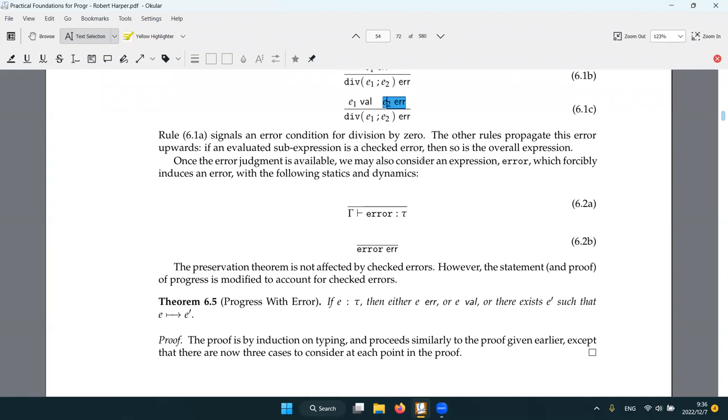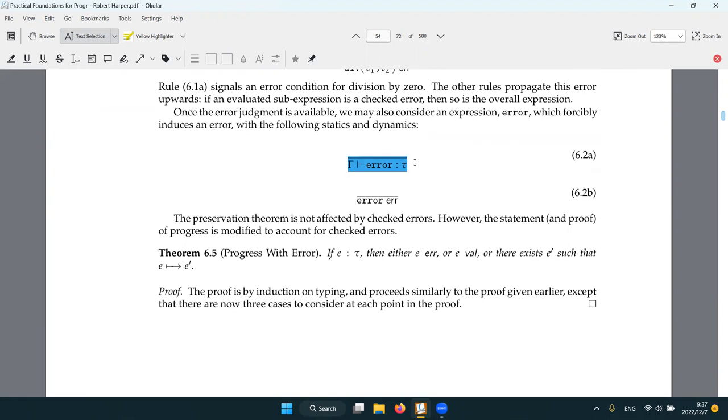And once we have the error judgment, we can also consider an expression error, which explicitly introduces an error. It can have any type, and it is always an error. This is like in all languages, for example, when you throw an exception, you don't change the return type. So this is the same kind of thing, to ensure that this error will not change the type. If error is part of the expression, it can plug into everywhere.